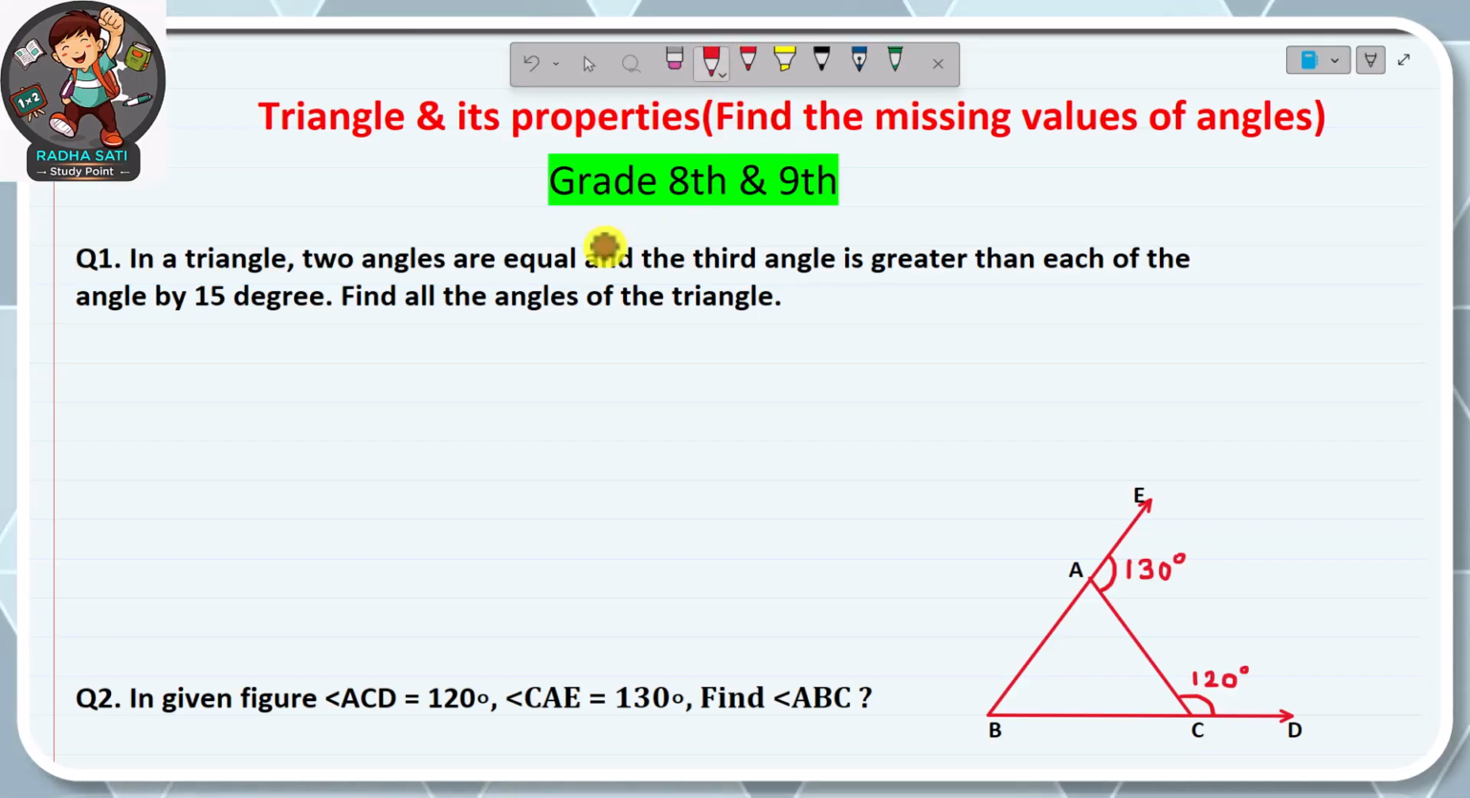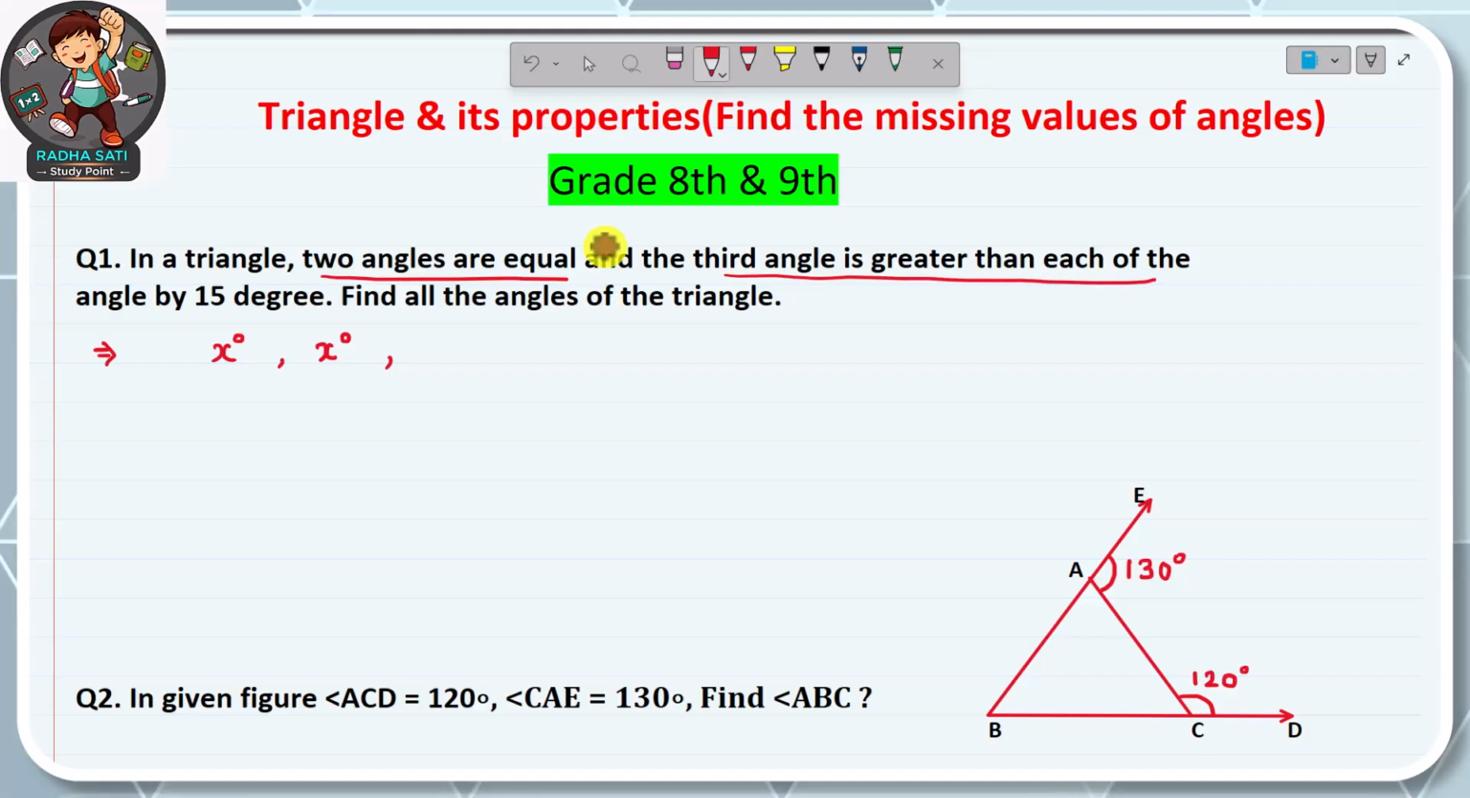Let's take the measure of each of the two angles to be x degrees. I am not writing the complete sentence. As we know that the two angles are equal, let's take both the angles as x degrees and x degrees. Now let's move on to the third angle. The third angle is greater than each of the angles by 15 degrees, so the measure of the third angle will be x plus 15 degrees.